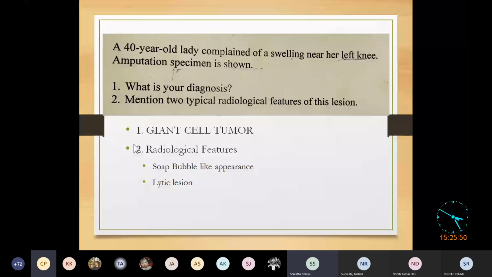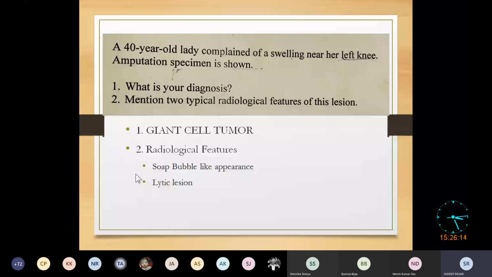The soap bubble appearance. Okay, very good. So soap bubble appearance, and there will be no periosteal elevation. That is a negative feature. And there will be a lytic tumor. Okay, lytic tumor with soap bubble appearance. It is almost diagnostic of giant cell tumor.